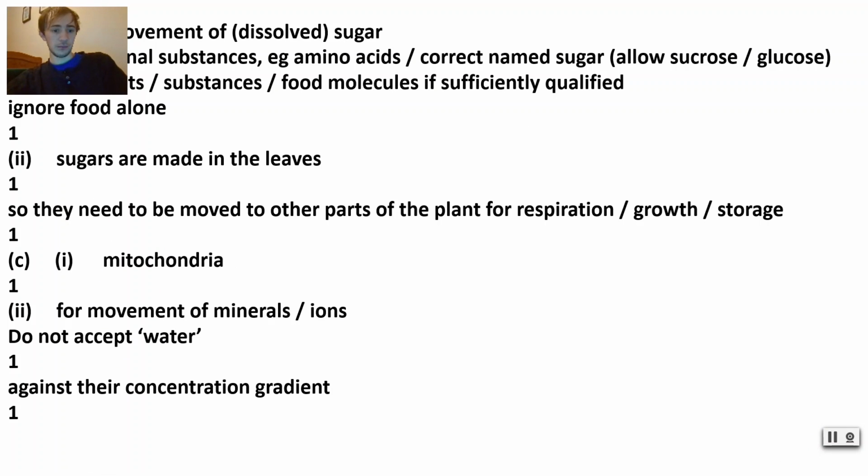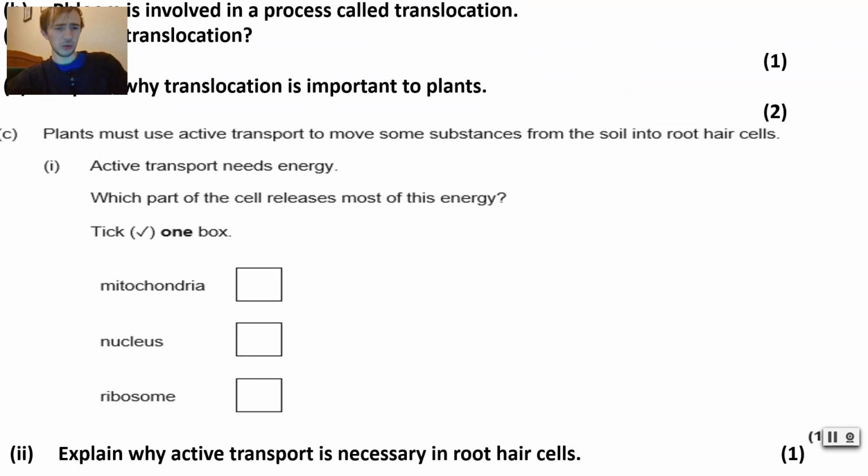The movements of minerals and ions against their concentration gradient. And that's not really a translocation question, it's more of an active transport question. But the roots are one of the key areas we know do active transport, because they have to move very low concentrations of nutrients out of the soil and into their root hair cells. So that's just a nice short question.